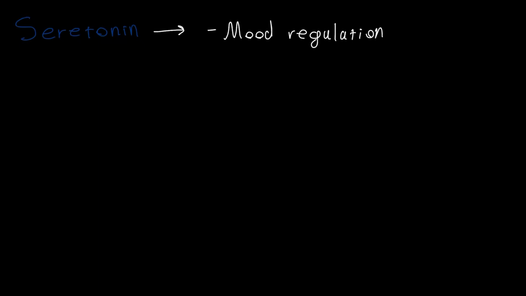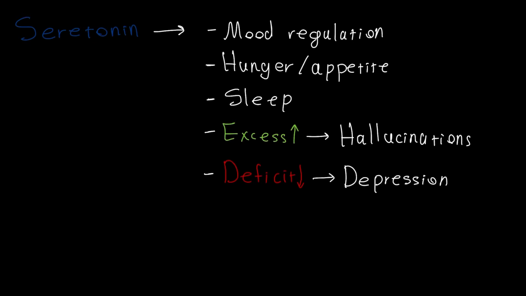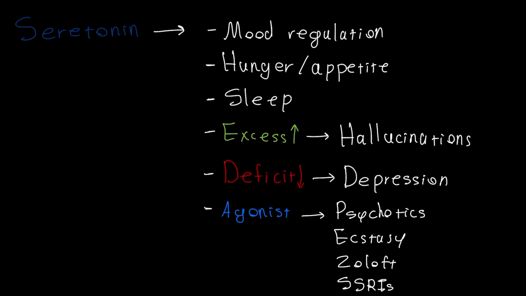Serotonin is a neurotransmitter that is involved in mood regulation, hunger and appetite, and your sleep circadian rhythm. Excess of serotonin would cause hallucinations, and a deficit of serotonin would cause depression. An agonist would be psychotics, ecstasy, Zoloft, and SSRIs. SSRIs means selective serotonin reuptake inhibitor, which means that every time in a synapse serotonin is released, less of it is going to be absorbed back.